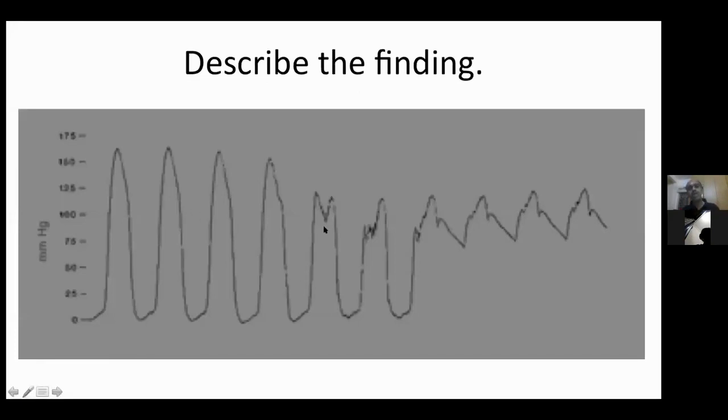Now coming to another trace wherein on LV to aorta pullback, there is a fall in the pressure, however there is a fall in the left ventricular outflow itself.